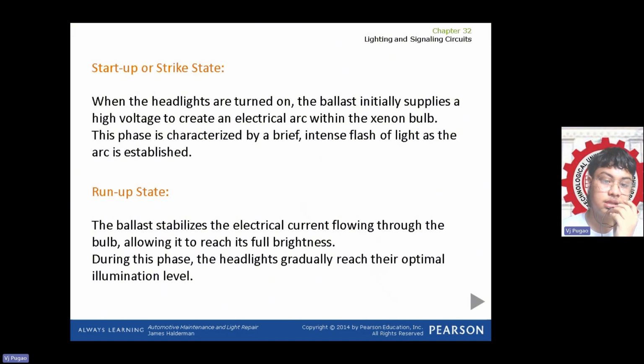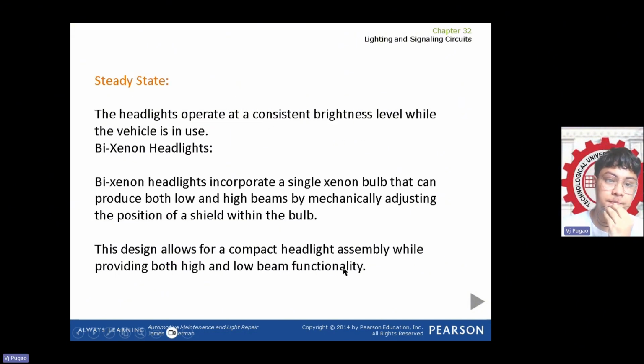The run-up state. The ballast stabilizes the electrical current flowing through the bulb, allowing it to reach its full brightness. During this phase, the headlights gradually reach their optimal illumination level. The steady state. The headlights operate at a consistent brightness level while the vehicle is in use.